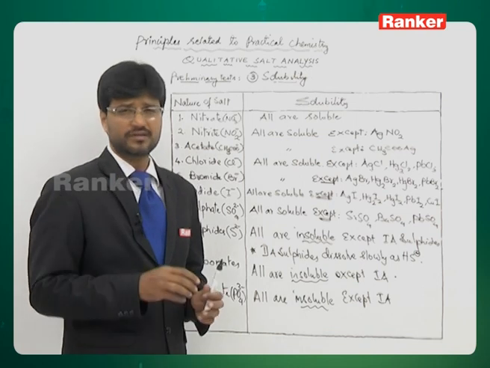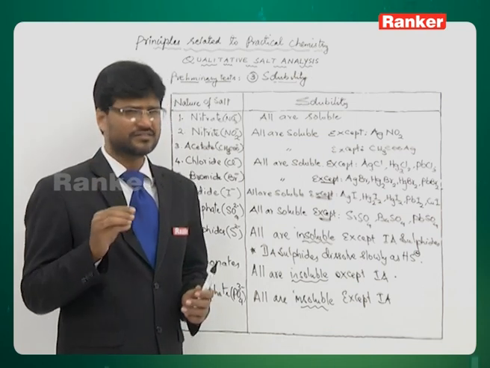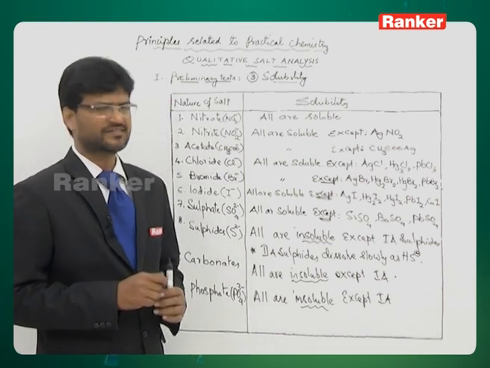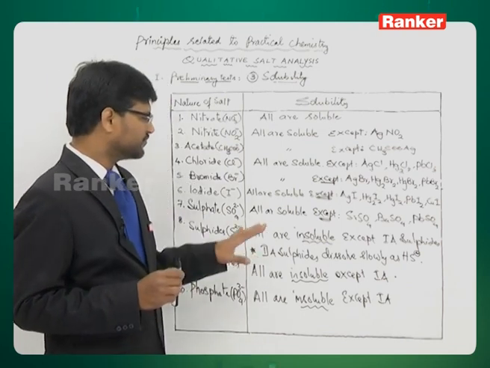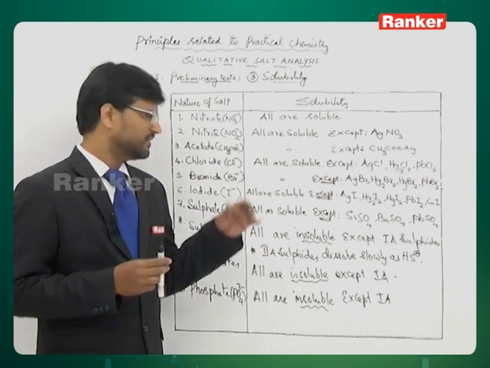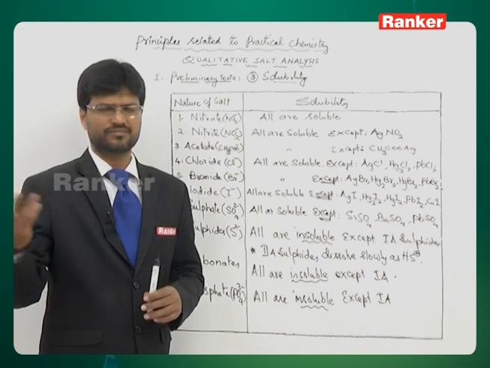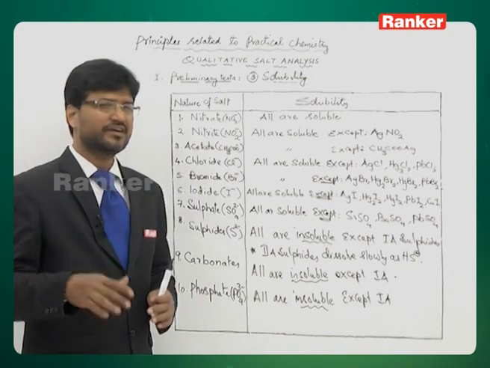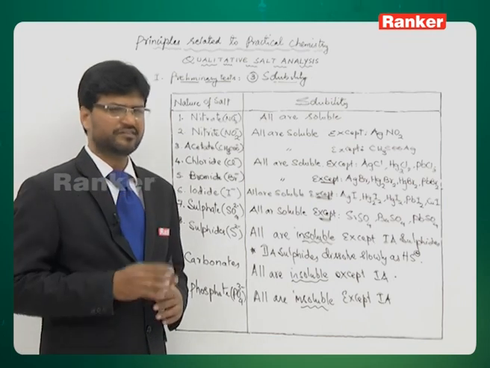All nitrates are soluble. Even all nitrites and acetates are also soluble except silver nitrite and silver acetate, which are slightly soluble in water. This is a very useful tabular form. It will be very useful throughout inorganic chemistry, whether you do qualitative analysis, whether you do S block, P block or D block elements. This tabular form will be very useful in deciding especially precipitation reactions.